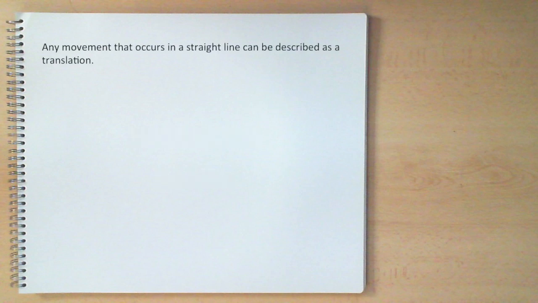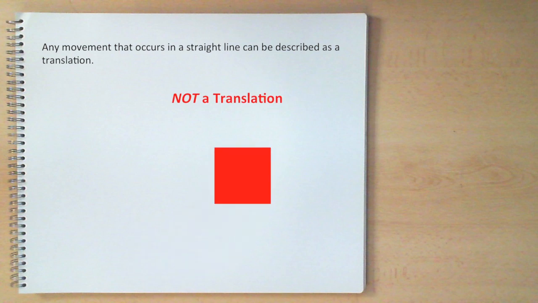A translation is any movement of a shape or an object in a straight line. So look at a square. This square can move down or up, it can move to the right or to the left, and it can move diagonally. All of those are translations. Any other odd movements, in strange paths, are not really translations. They can't be described easily by a mathematical movement.